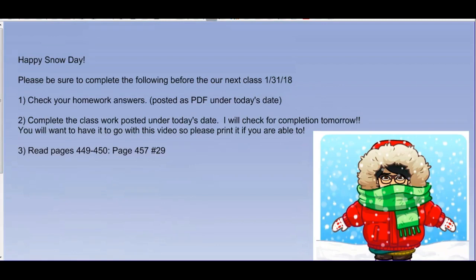There's also under today's date a PDF of what we would have used as our class worksheet. And if you have a printer, go ahead, pause the video and print that worksheet now because that's what we're going to be working off of for today's lesson. If you don't have a printer, just work out the problems in your notebook. I will be checking that the work is completed tomorrow, so make sure that you do what you need to do, okay? I also have a reading assignment for you with a practice problem.